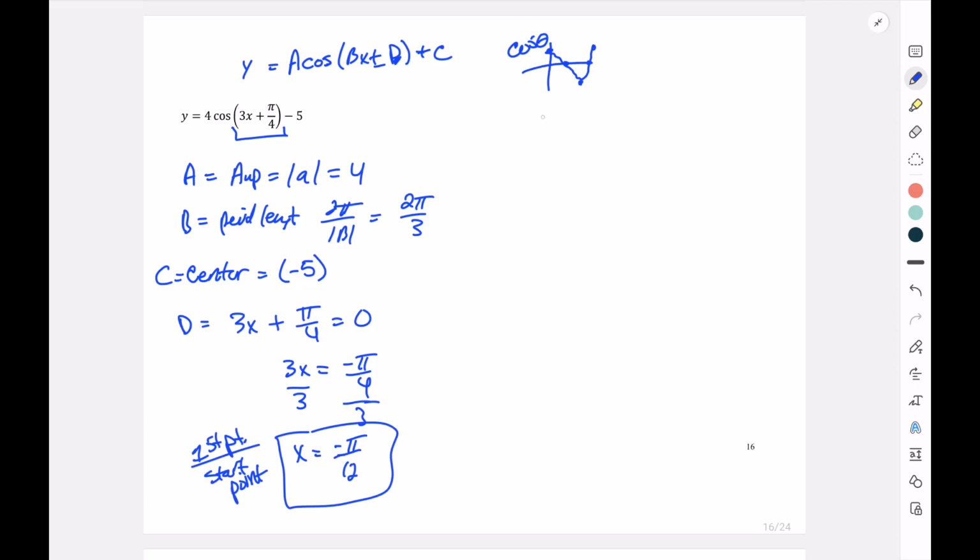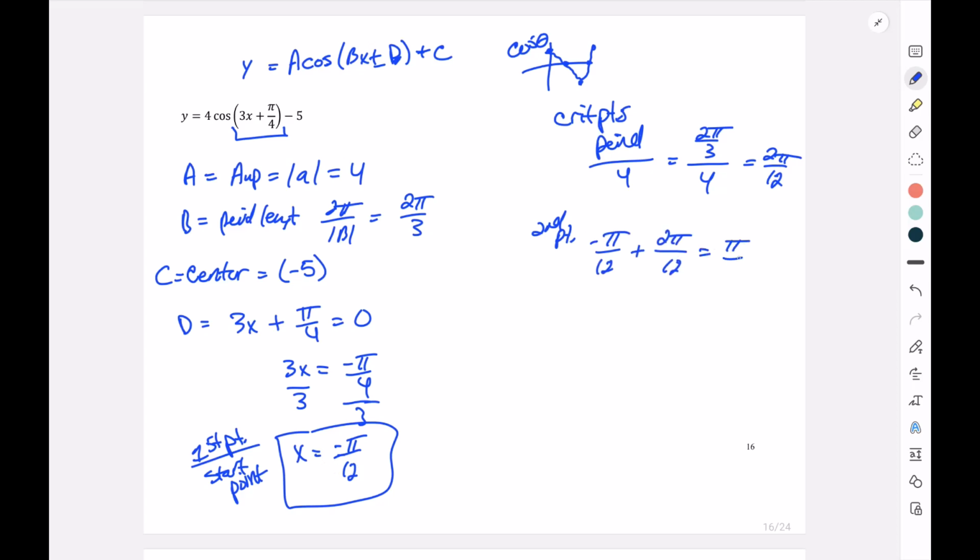So we know that for our critical points, we're going to take period over 4. So in order to find our critical points, we're going to do period over 4, and we found that our period length is 2 pi over 3. So we will do 2 pi over 3 over 4, and we will get 2 pi over 12. So for our second point, if we add 2 pi over 12 onto our negative pi over 12, we will get pi over 12.